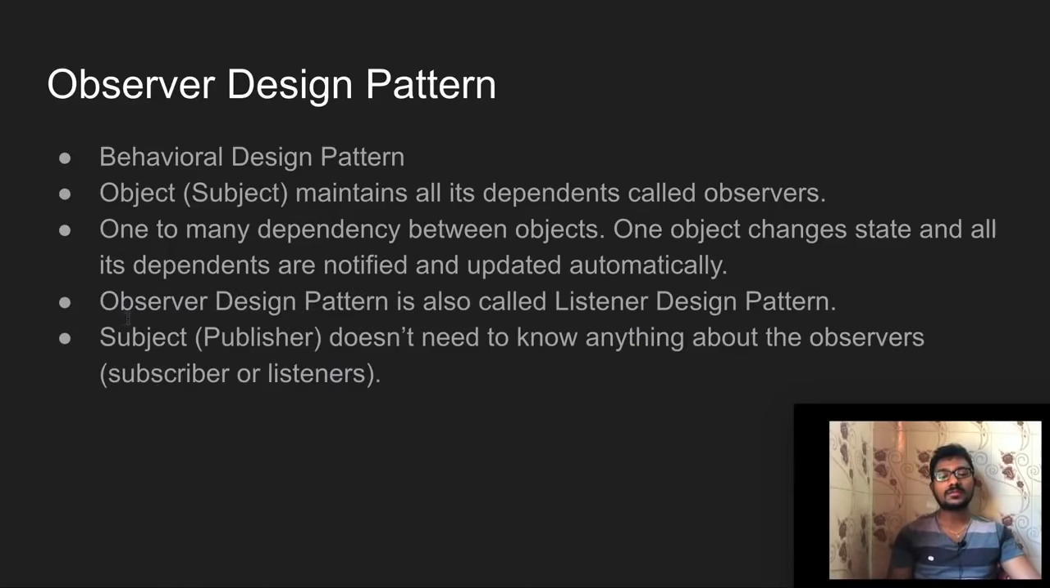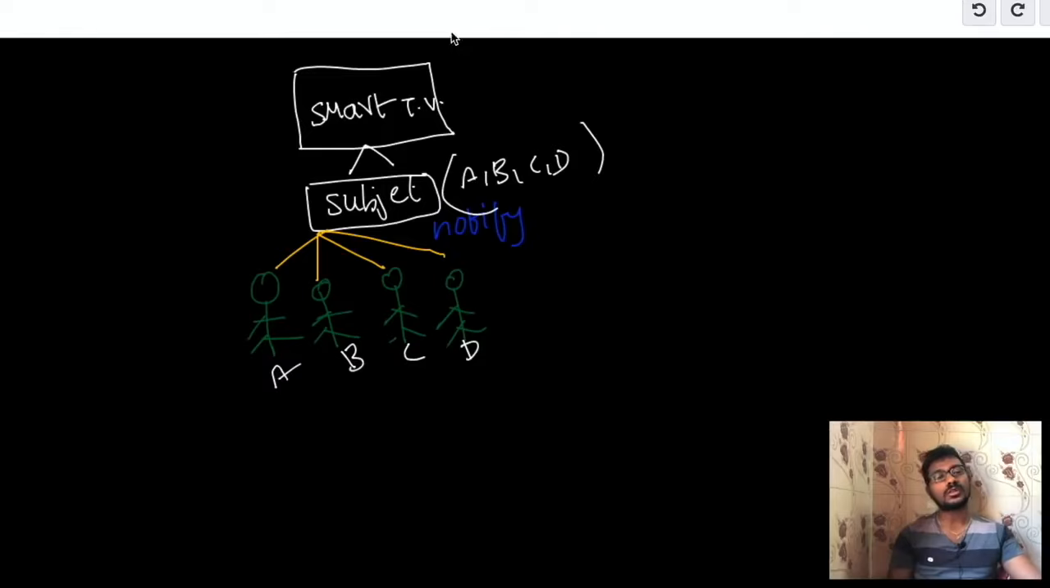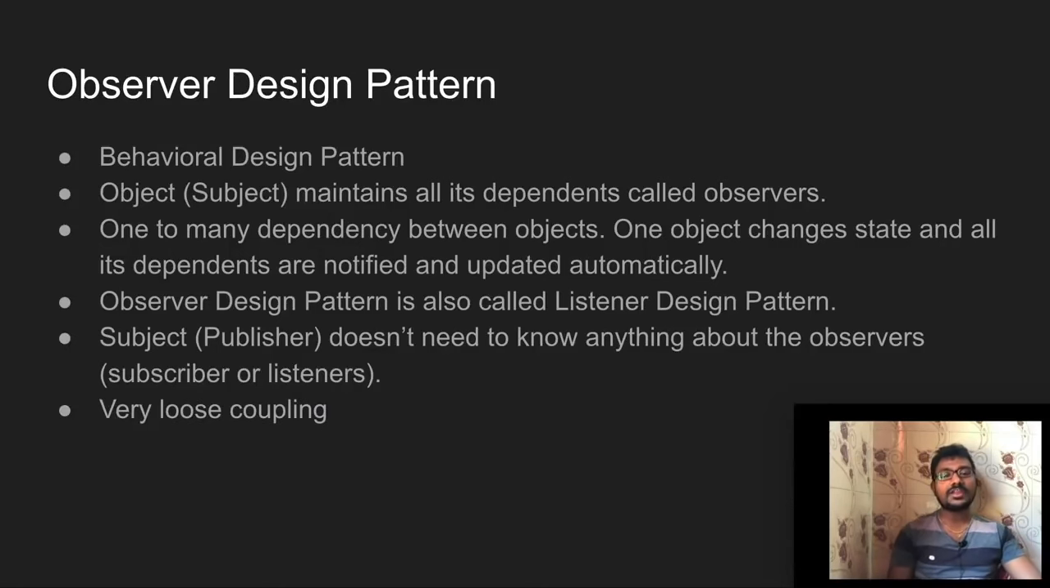Another point is that the subject or publisher doesn't need to know anything about the observers or listeners. I have already talked about that point while explaining the example. The subject doesn't maintain all the information about all the observers, like observer A's personal data such as name, age, date of birth and other stuff. The subject would hold only the observer A ID. That's it. And then very loose coupling.